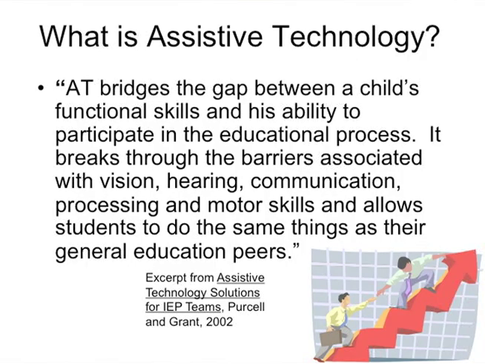What is assistive technology? AT bridges the gap between a child's functional skills and his ability to participate in the general education process. It breaks through the barriers associated with vision, hearing, communication, processing, and motor skills, and allows students to do the same things as their general education peers. This is an excerpt from Assistive Technology Solutions for the IEP Teams, Purcell and Grant, 2002.